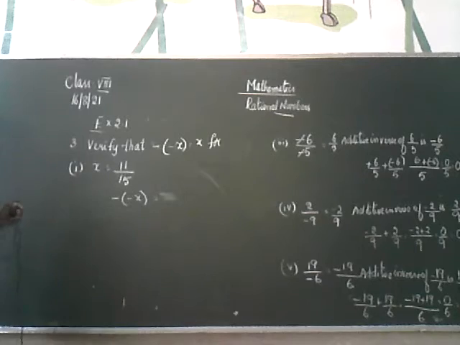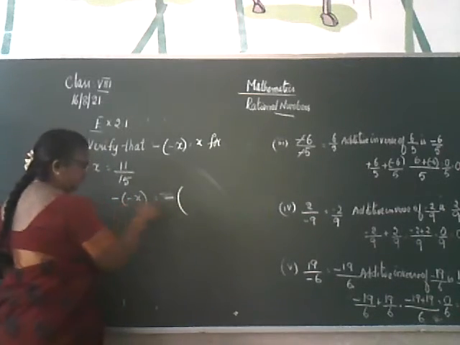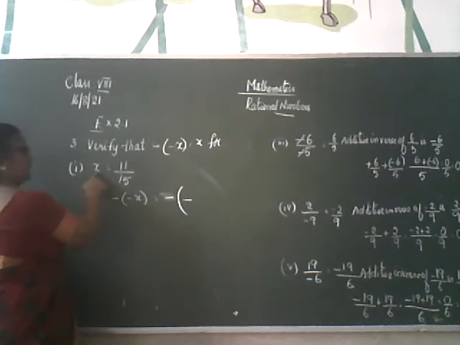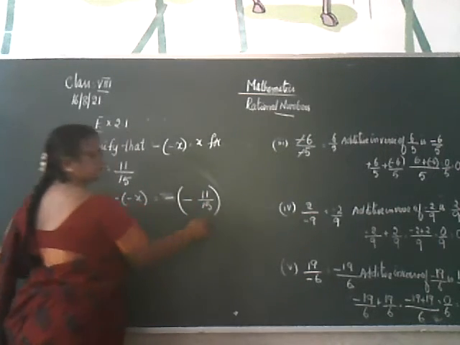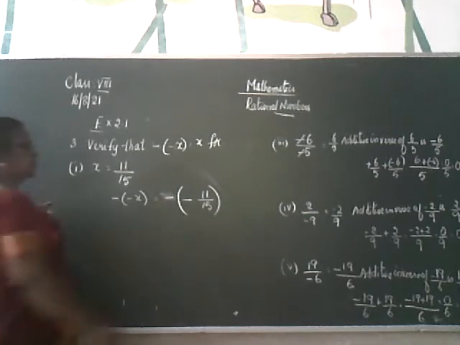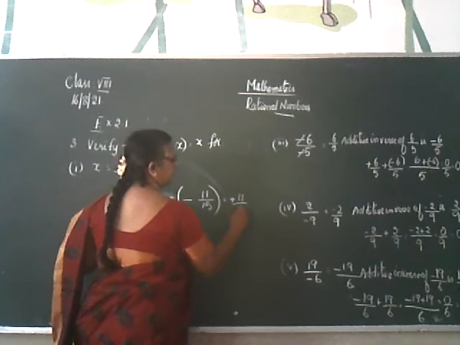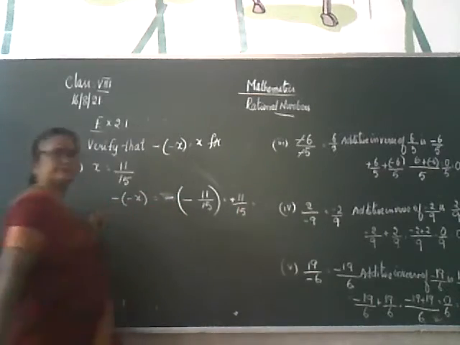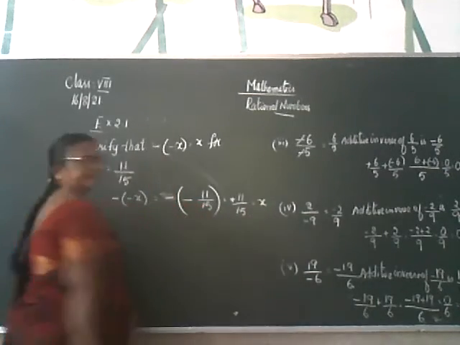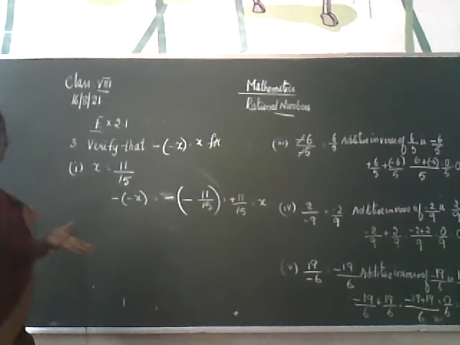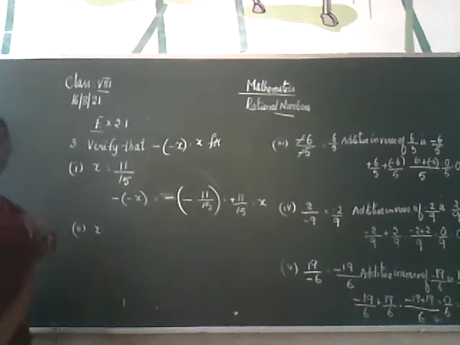Left hand side, let me substitute. Minus is there. In the bracket minus is there. For x I must substitute 11 by 15. Okay. So minus into minus is, yes, plus 11 by 15. What is 11 by 15? Yes, verified. Isn't it? Very easy.